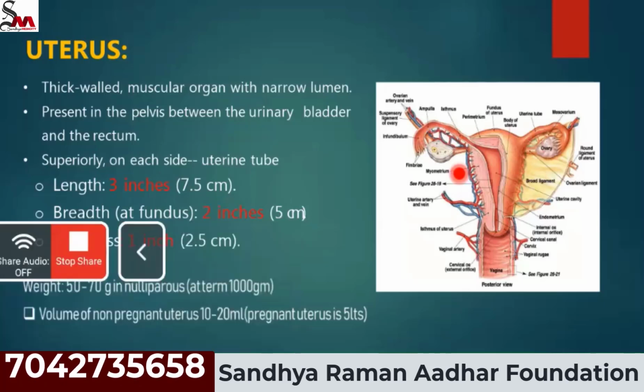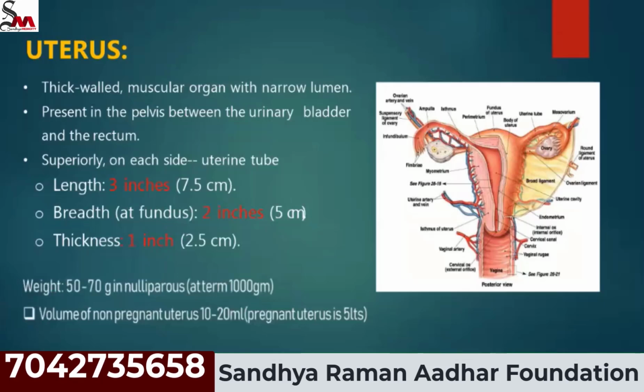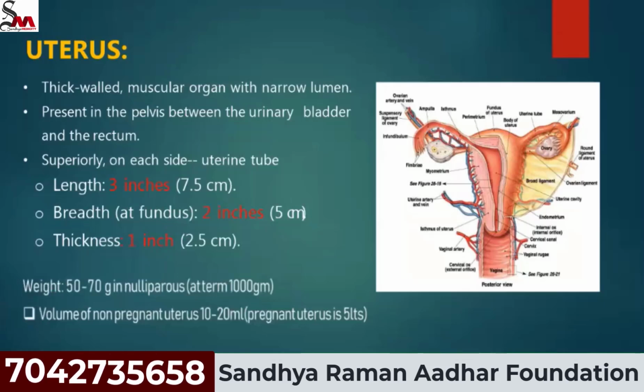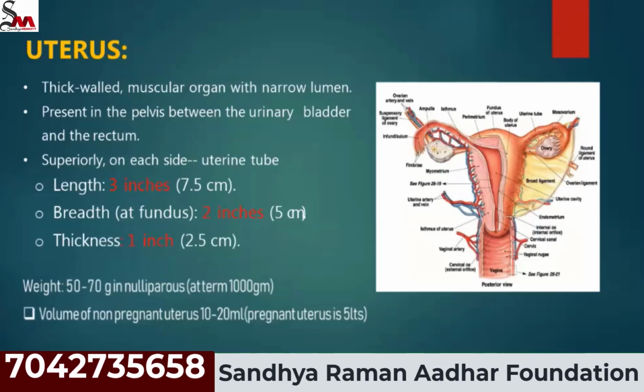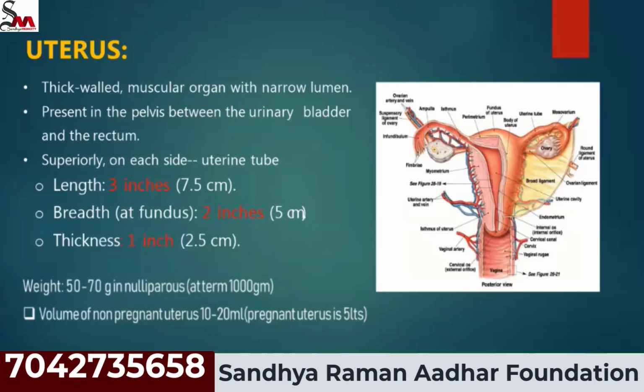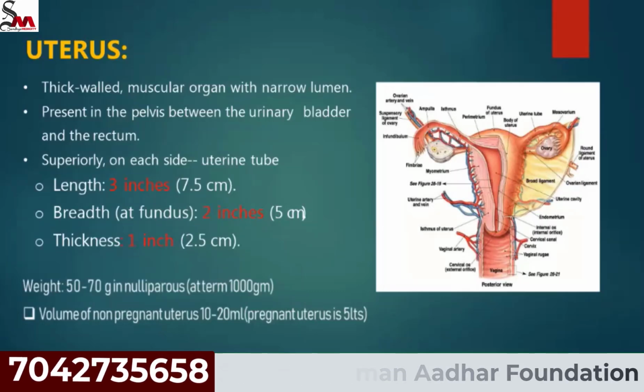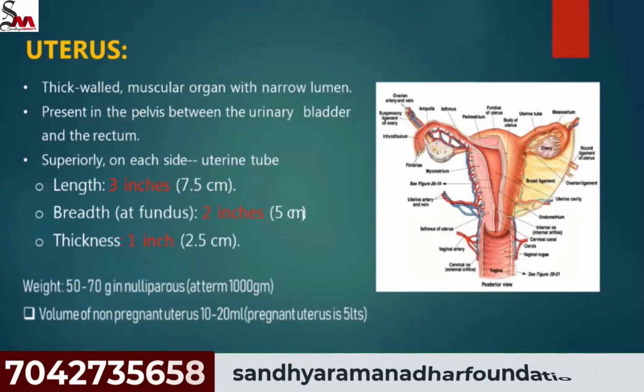It is present in the pelvis between the urinary bladder and rectum. So anteriorly it is related to the urinary bladder, posteriorly the rectum, and superiorly on each side the uterine tubes. In the sense of length, breadth, and thickness, it is 3 inches in length, 2 inches in breadth, and 1.5 inches in thickness. If you convert to centimeters, it is 7.5, 5, and 2.5 centimeters respectively.